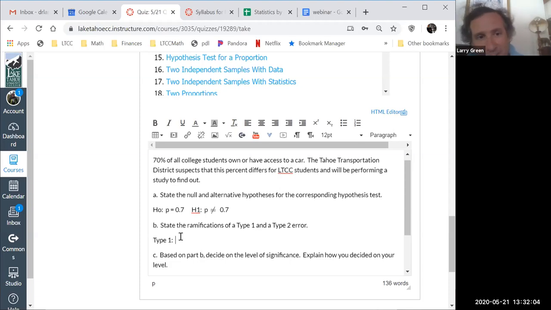So now let's think about it in terms of what the Tahoe Transportation District might do in this case. If they think it differs, then they're probably going to change. They're probably going to either decrease or increase, depending on how it differs, the amount of opportunities for transportation, right? If it's on the high side, they're going to say, well, students don't really need transportation. They have a car, okay, in terms of getting buses to and from where they need to go.